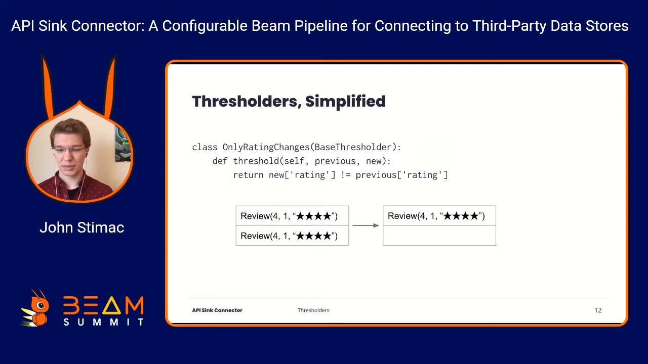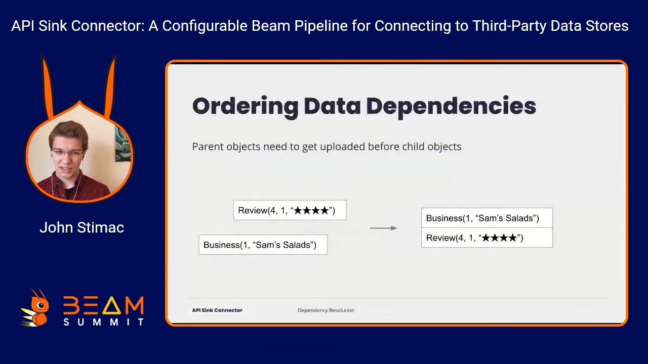But there's one last problem I want to talk to you about, and that's ordering data dependencies. So the short version of this is that in Kafka, we have reviews and businesses in separate streams. And they exist in this ideal world where they don't know anything about each other. But when we upload them to our data store, the data stores we upload to often enforce strict foreign key requirements. So we have to upload reviews, which we refer to as child objects, before businesses, which are parent objects. And if we try and upload a review before its parent business is there, we get an error and it won't let us. So we have to order these.